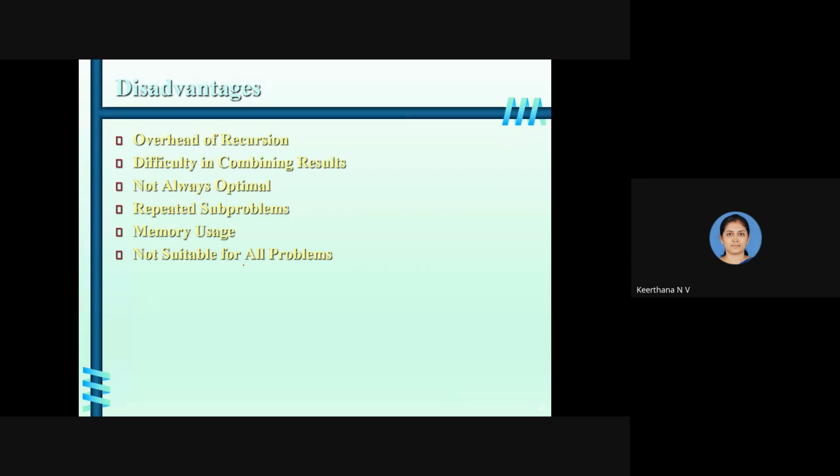As I have already said, it is not suitable for all types of problems. If it is a smaller problem, the divide and conquer method is more suitable. If it is a complex problem, the divide and conquer method is not suitable.